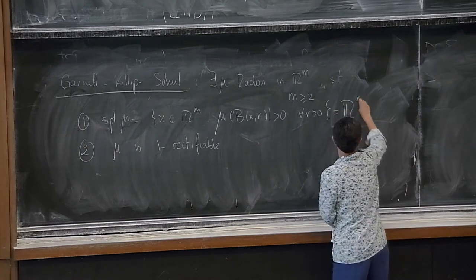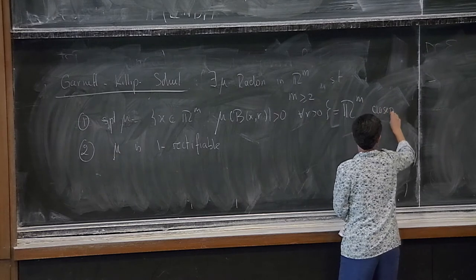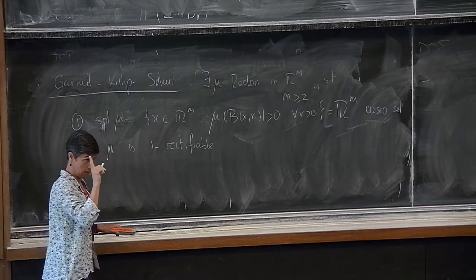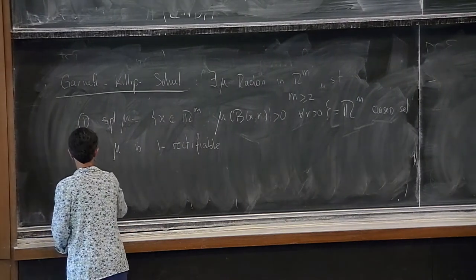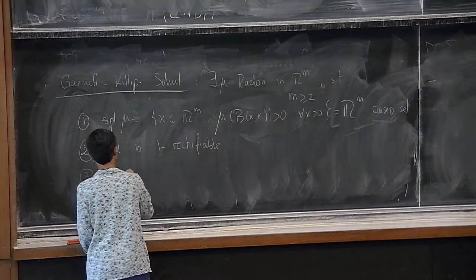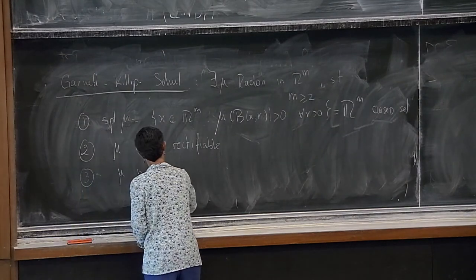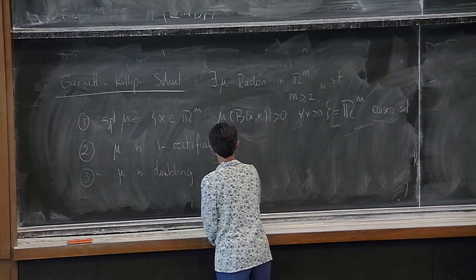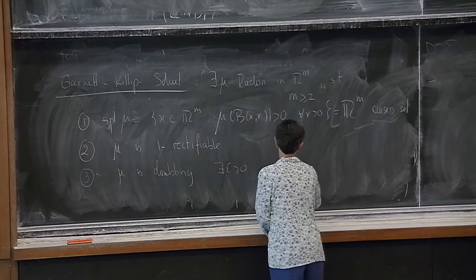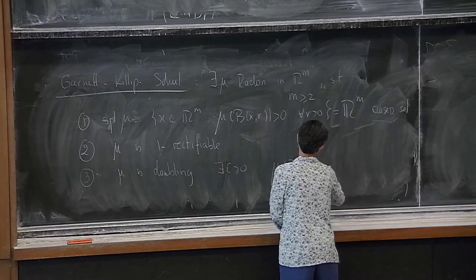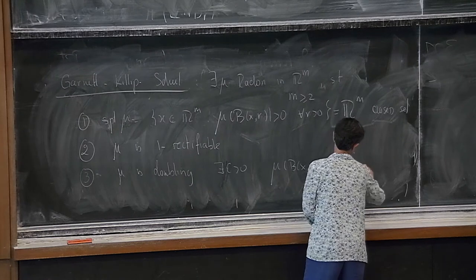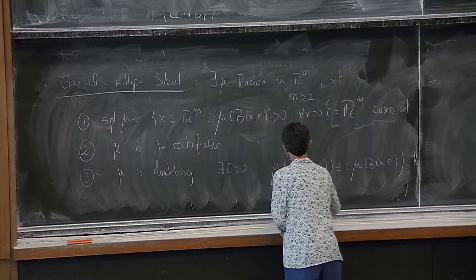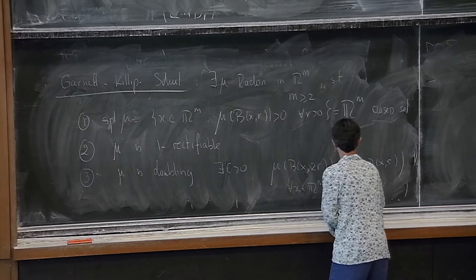Equals Rm. This is a closed set. Mu is one rectifiable. Three, for those of you who like the peculiarities, mu is doubling. Let me tell you what that means. It means that there exists a constant C, positive, such that mu of B of x, 2r is less than C of mu of B of x, r, for every x in the support, that means every x in Rm, and for every r positive.